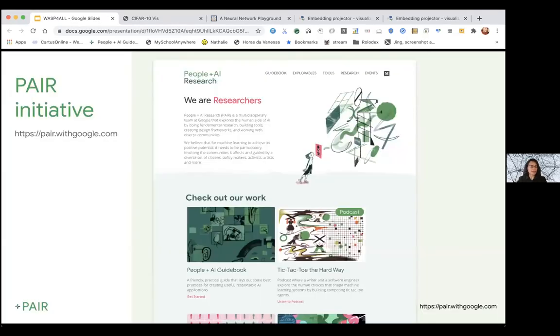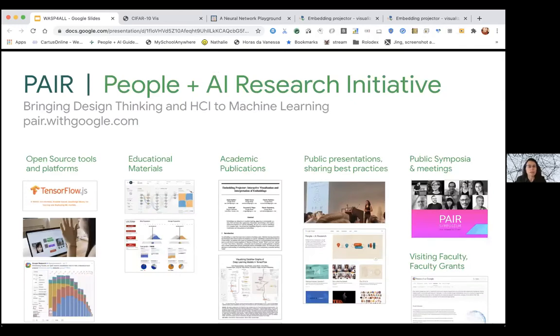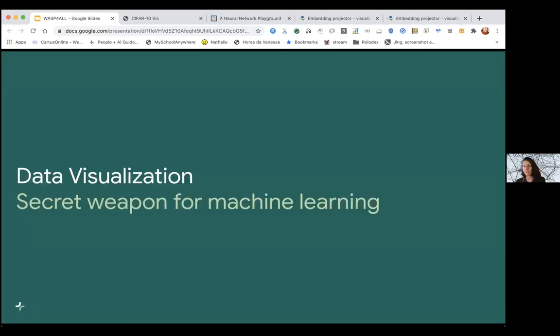I lead a couple of things at Google. I lead an initiative called PAIR, which stands for People+AI Research. And we do many different things. We create open source tools and platforms. Some of those are visualizations that you're going to see today in this talk. We also create educational materials, we publish, we do symposia, a number of things. We don't have much time today, so I'm going to get right into this.